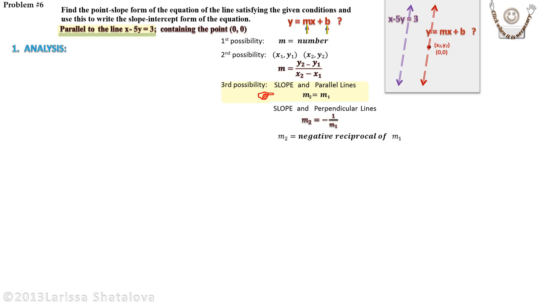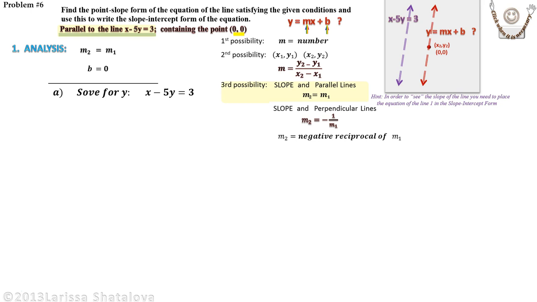Next question would be about the y-intercept. Do we have a y-intercept? Oh yes, lucky one. We have the point with coordinates 0, 0. So this is our y-intercept. So the y-intercept is 0. Now, in order to see the slope of the line with equation x and negative 5y equals 3, we have to solve this equation for y, because we don't see the slope right now. And then we can figure out the slope, and then we can write out slope-intercept form.